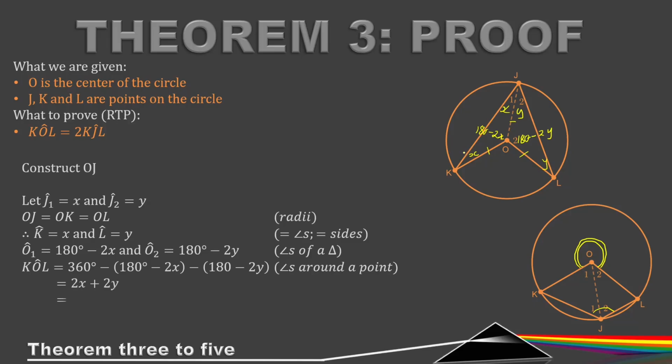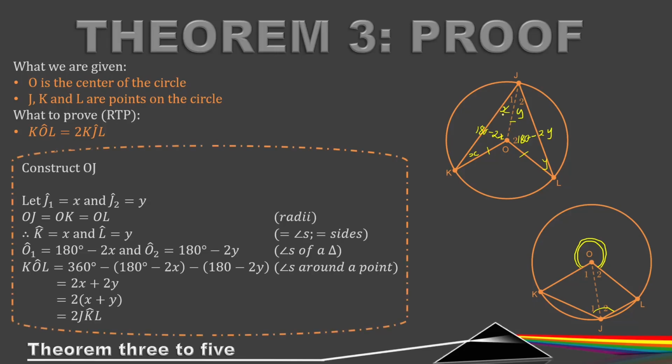If we factor out the 2, you're left with 2 times x plus y. And we've seen that this angle over here is x, and the two adjacent angles are x and y, so together they are x plus y. Now we can see that KOL is 2 times x plus y. So for any value of x or y, this angle will always be double that angle. Therefore, it's twice JKL. And that is basically the entire proof.